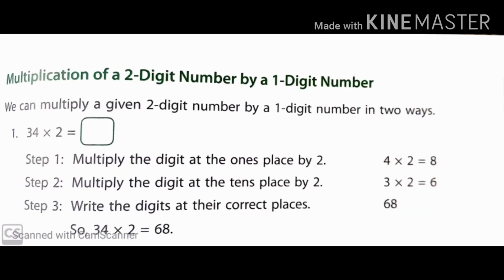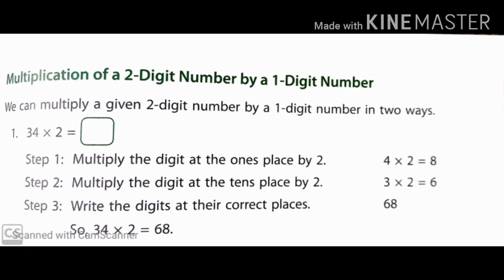Multiplication of a 2-digit number by a 1-digit number. We can multiply a given 2-digit number by a 1-digit number in 2 ways. So 34 into 2, this is a horizontal multiplication. Step 1 is multiply the digit at the ones place by 2, and step 2 is multiply the digit at the tens place by 2.